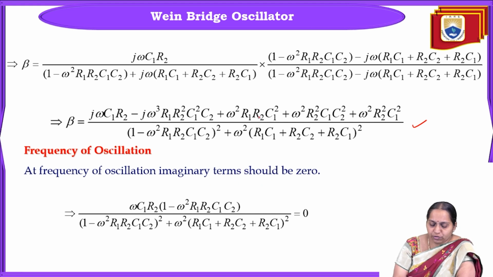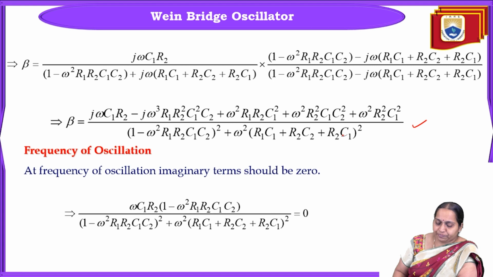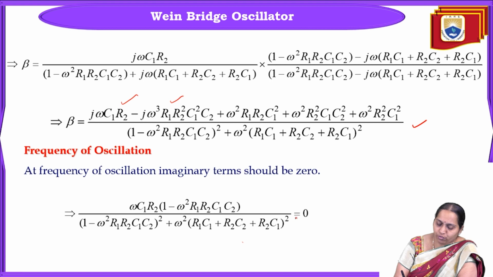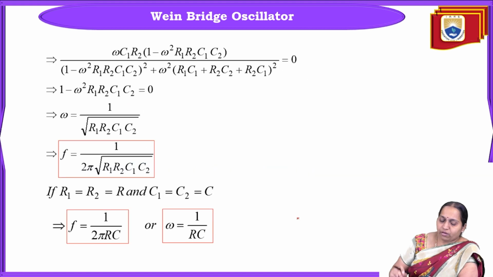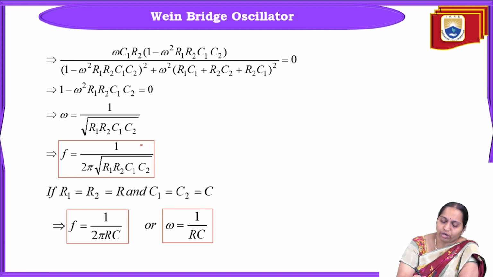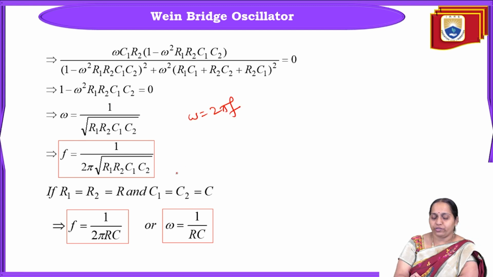So in this equation, if you see what are the imaginary terms you have, equating the imaginary terms, this one is also an imaginary term. So equating the imaginary term to 0, this is equal to 0. Then on further simplification, that will give you omega equal to root over 1 by R1 R2 C1 C2, or replacing omega by 2 pi f, you will get f equal to 1 by 2 pi root over R1 R2 C1 C2.